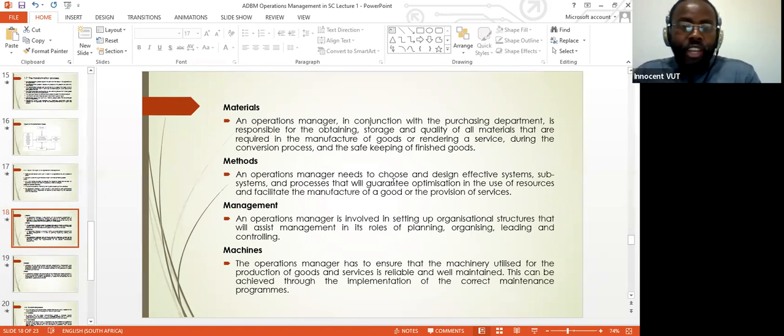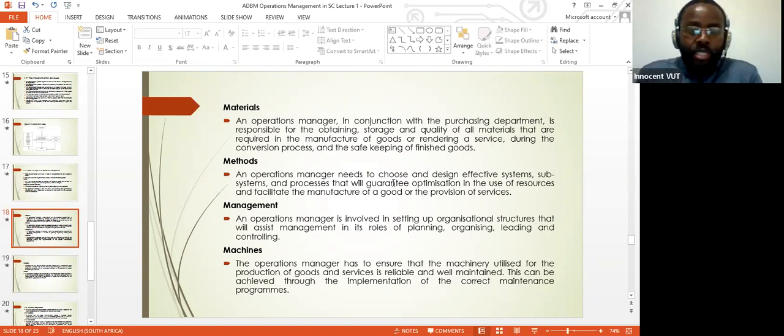And then the other M, we have methods. An operations manager needs to choose and design effective systems, subsystems, and processes that will guarantee optimization in the use of resources and facilitate the manufacture of a good or the provision of services. If the operations manager does not choose effective systems and processes, then there will maybe be wastage of resources. Those systems might not be efficient. So it needs to choose effective systems and processes.